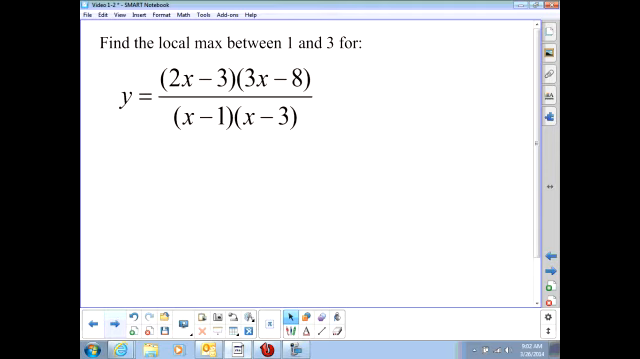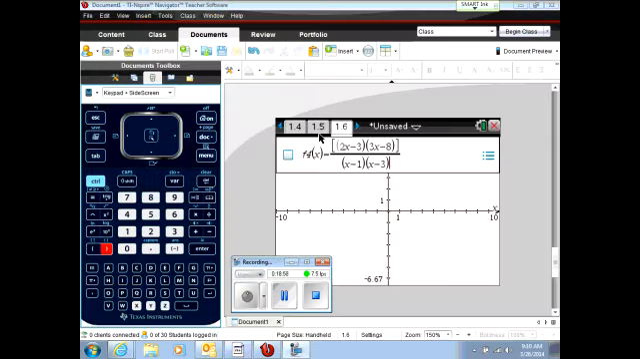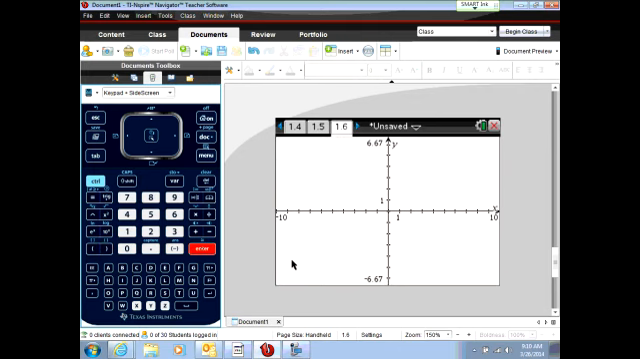So we're going to practice on the calculator now, finding local maxes and local mins. In this case, we're going to find a local max, and we want it to be between 1 and 3 on our x-axis. So take a second to pause the video and put this function in your graphs page. Okay, so we are trying to find the local max between 1 and 3.